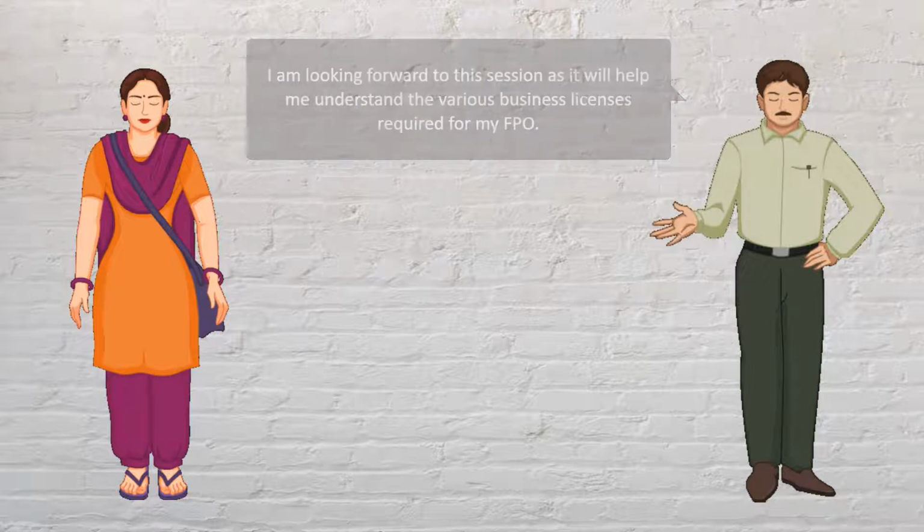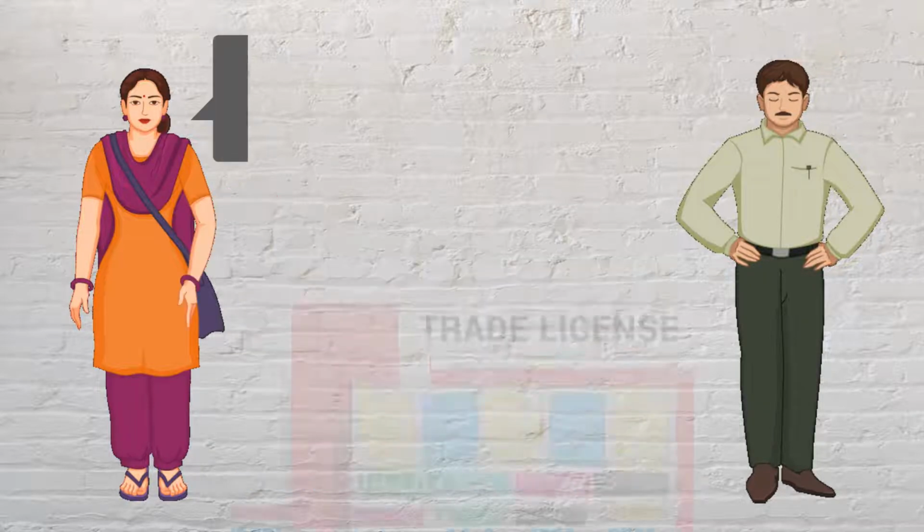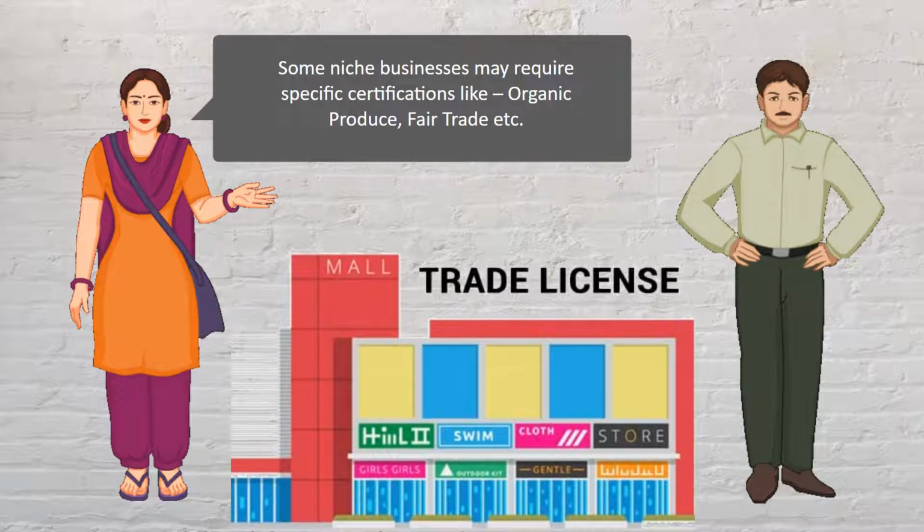A FPO may be engaged in different types of businesses, such as input supply, production, processing, storage, and trading. Some niche businesses may require specific certifications like organic produce, fair trade, etc.